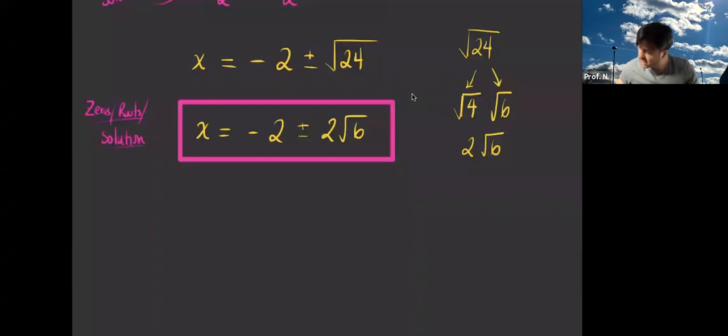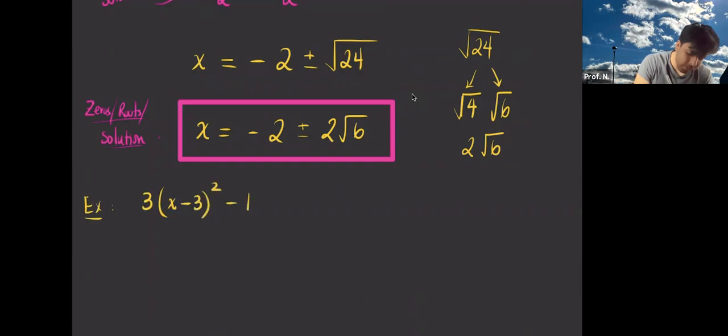Let's see. Yeah, let's do one more of these. So we got 3 times (x minus 3) squared minus 12 equals 0. Do you see this? Again, I have a quadratic equation. One term is squared. The other term is a constant. I'm going to use square roots for this.